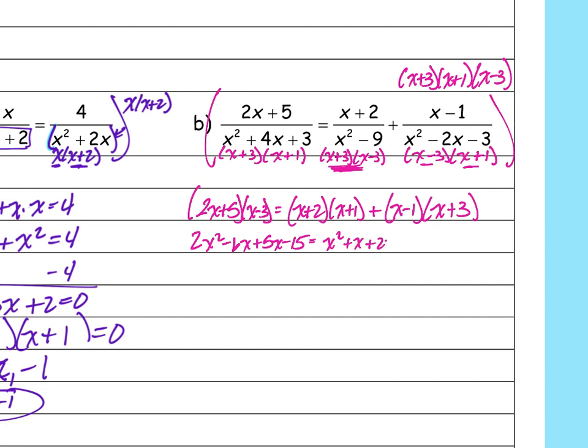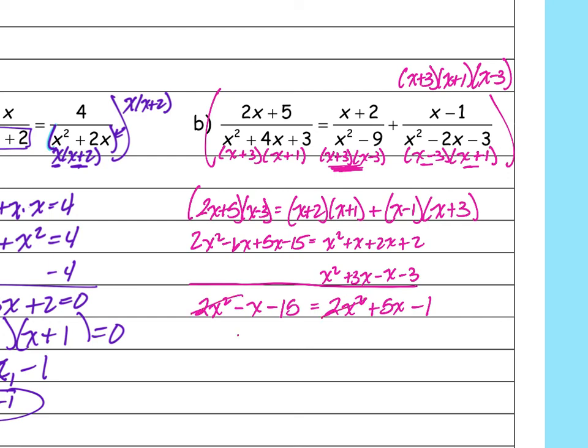is going to equal x squared plus x plus 2x plus 2, and then x squared plus 3x minus 3. Combine all my like terms together and I get 2x squared minus x minus 15 is going to equal 2x squared plus 5x minus 1. And then if I subtract the 2x squared, they're going to cancel out.